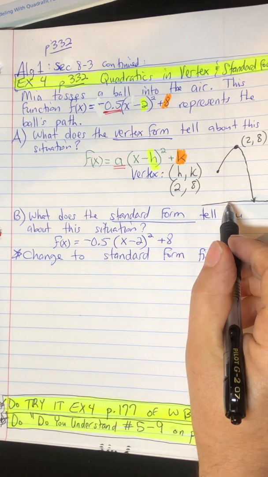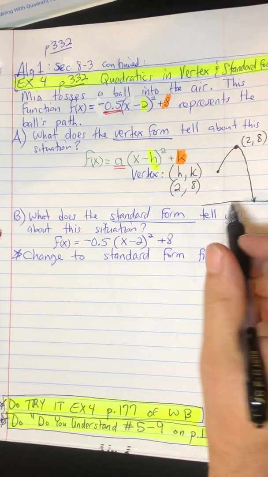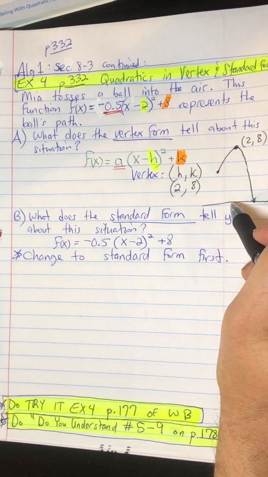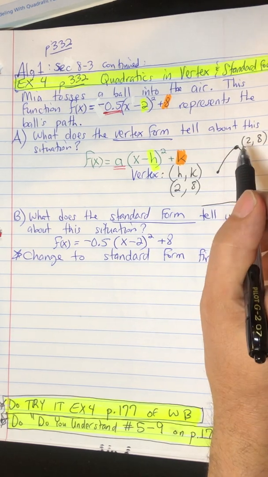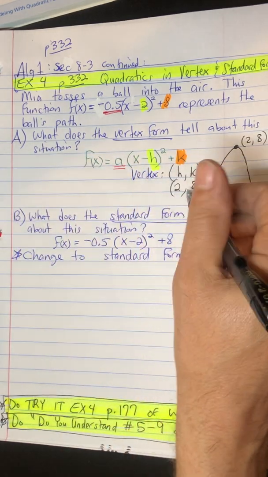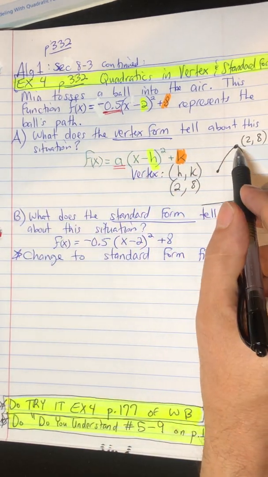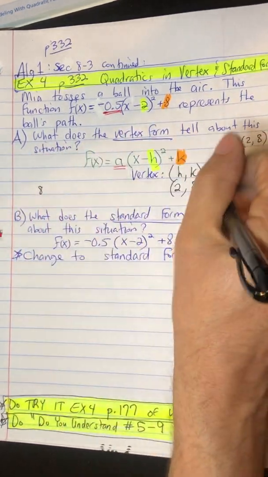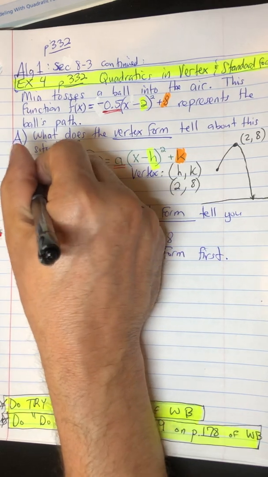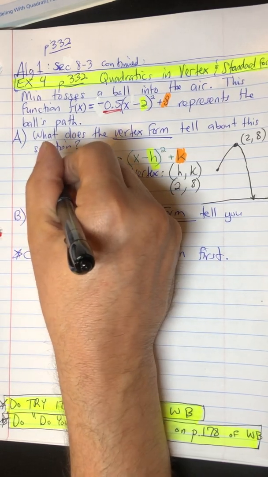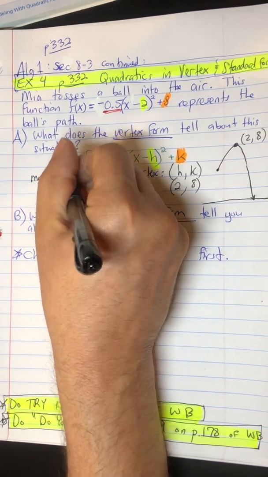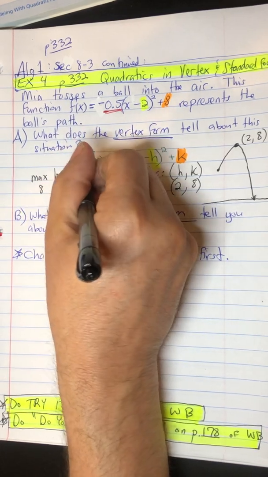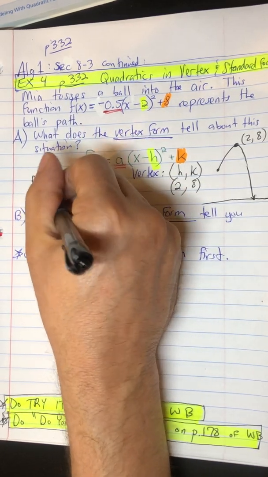The x-coordinate of the vertex, what does it tell us? What does the y-coordinate of the vertex tell us? Well, here's what it tells us. It tells us that the ball reaches a maximum height of 8 feet in the air.